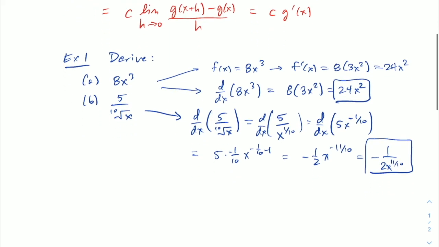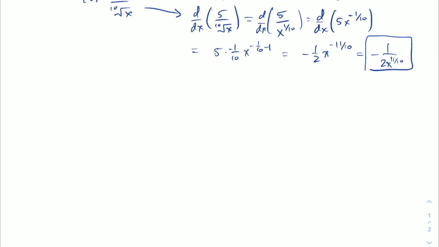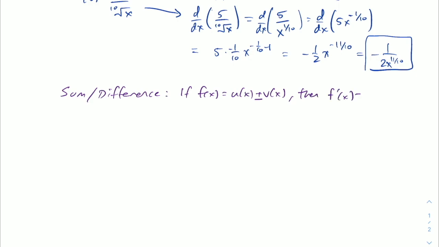Okay, let's move on to our next rule. Our next rule is the sum difference rule. It goes like this. If f of x is the sum of two functions, call them u and v, or the difference, then the derivative of f is the sum or difference of the derivatives of u and v.